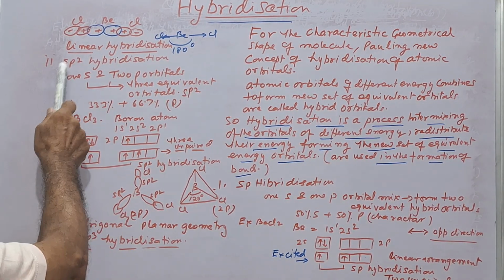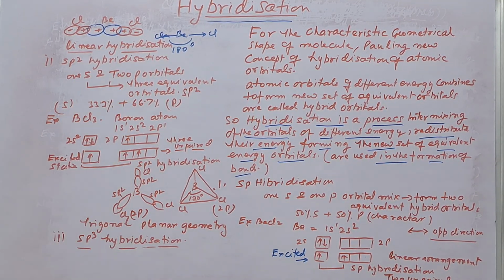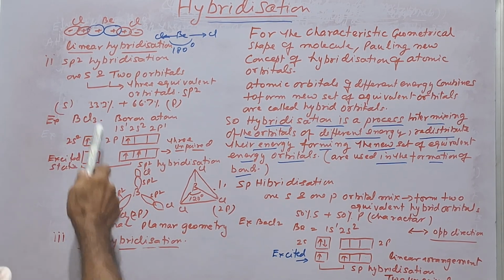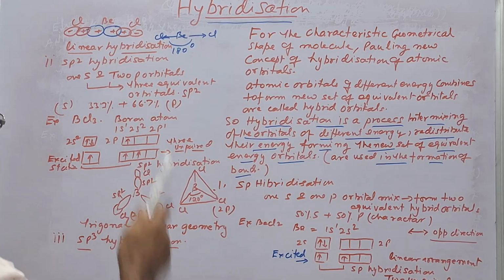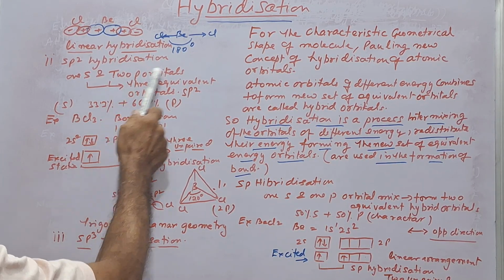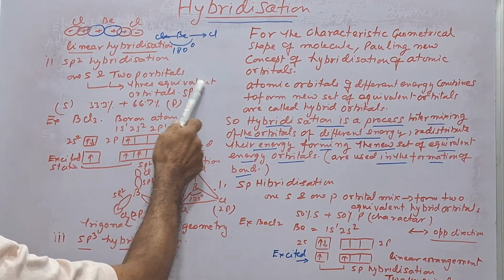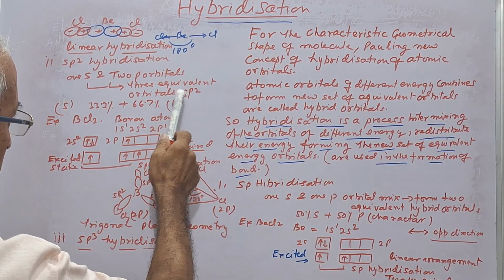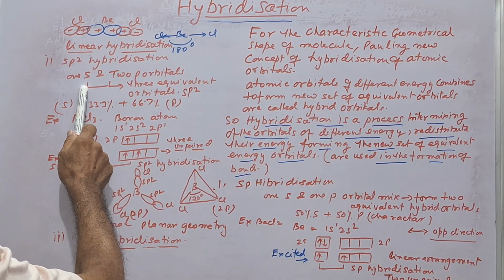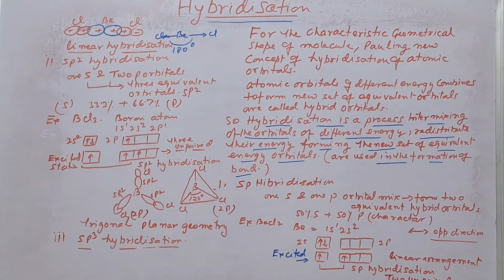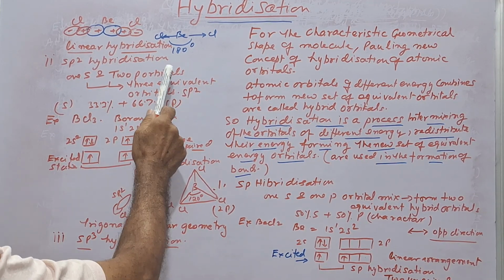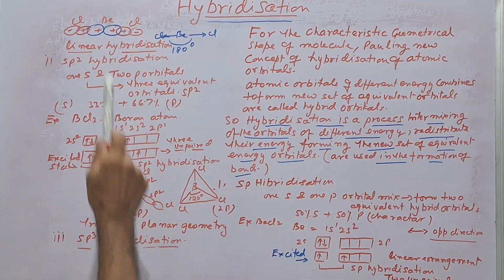Now second is sp2 hybridization. sp2 means one s orbital and two p orbitals. One s and two p orbitals form three equivalent orbitals, that is sp2. Here, as it is 1s and 2p, the character will be s 33.3% and p 66.7%.